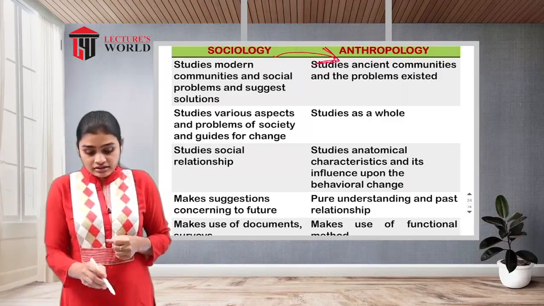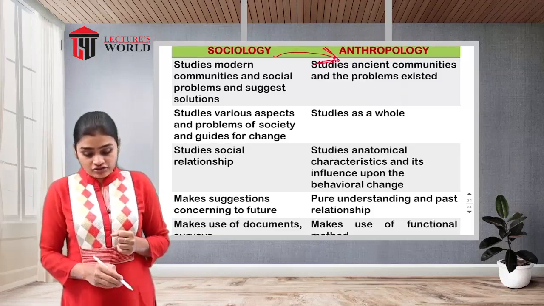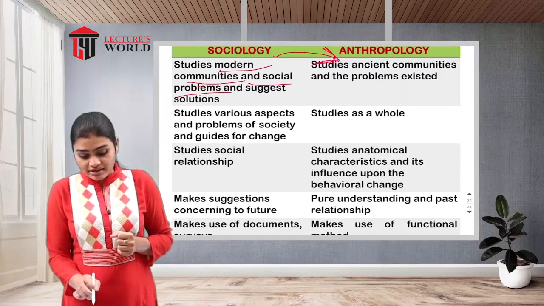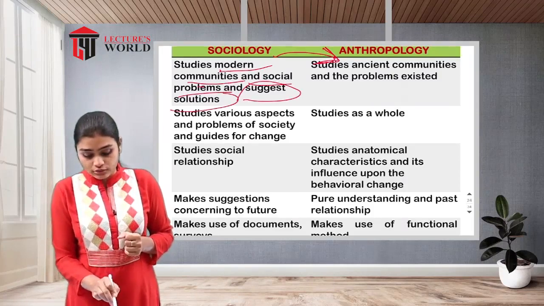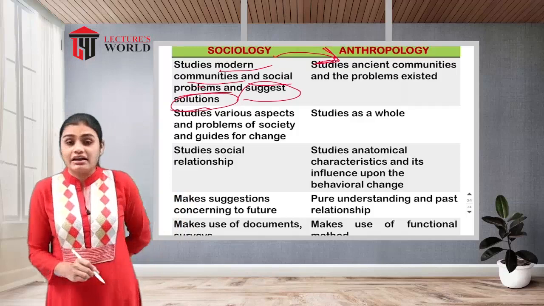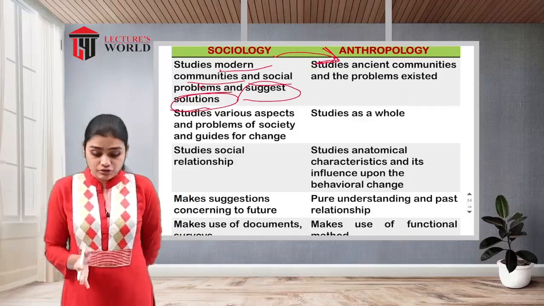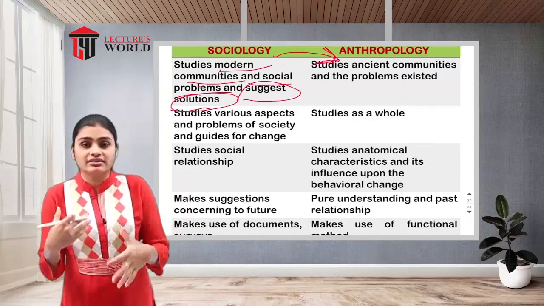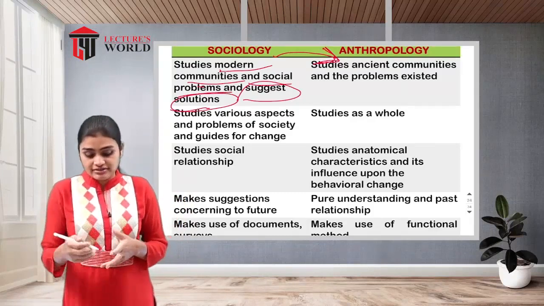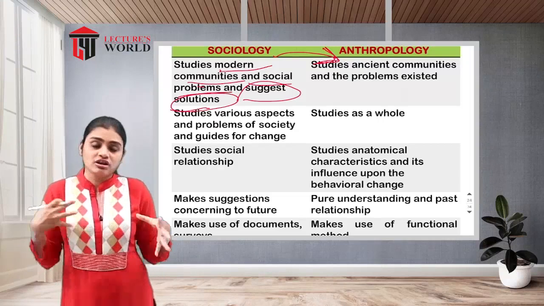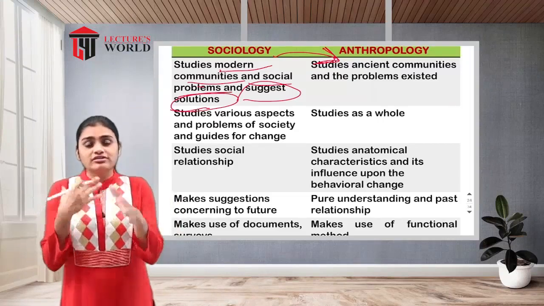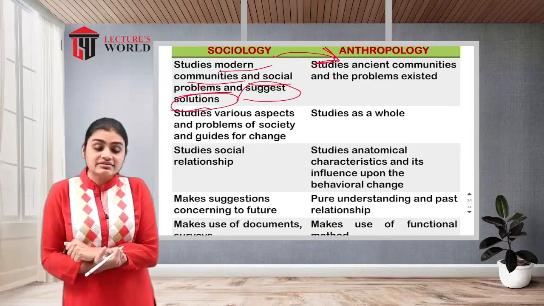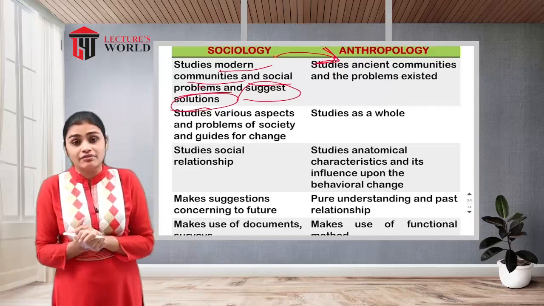We'll see that. First, sociology studies modern communities and social problems and suggests solutions. So in relation with anthropology, sociology is going to study modern communities, the new generations, and social problems and suggest solutions. What the societal problems are in that particular area will be studied by sociology.